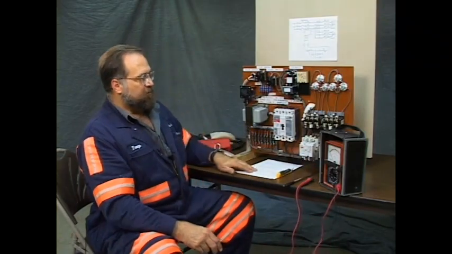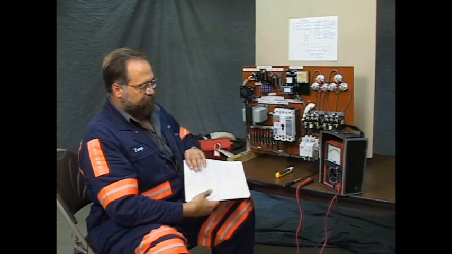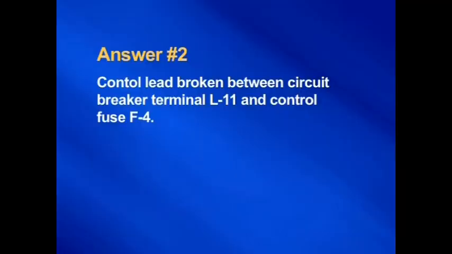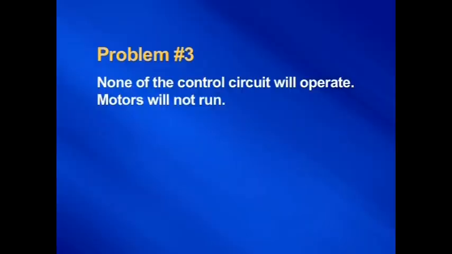To properly complete the form, the apprentice should write on the lines indicated, control lead broken between circuit breaker terminal L11 and control fuse F4. That's that. Problem card number 3. Should the apprentice electrician taking the test draw problem card number 3, it would read as follows. None of the control circuit will operate. Motors will not run.